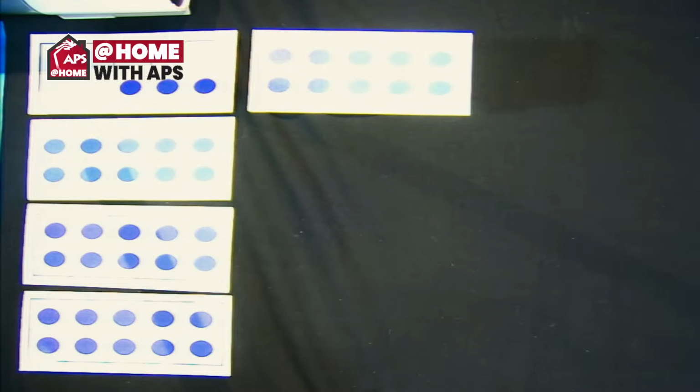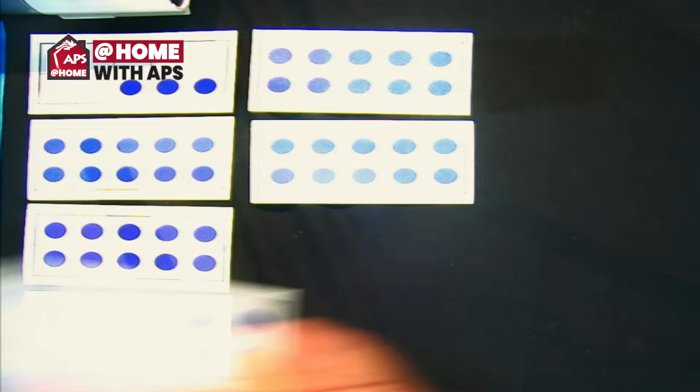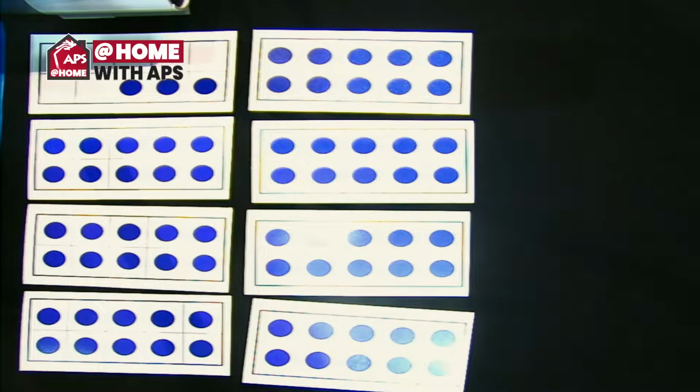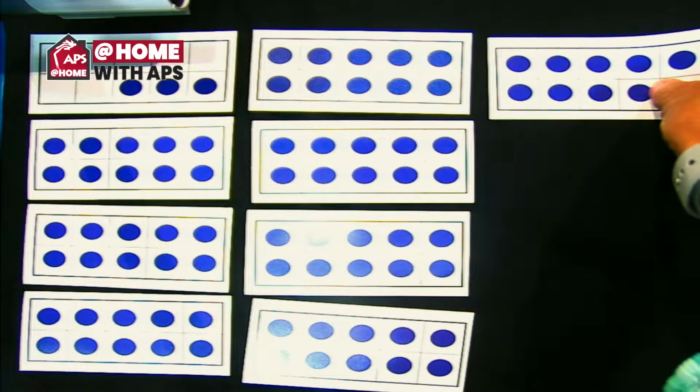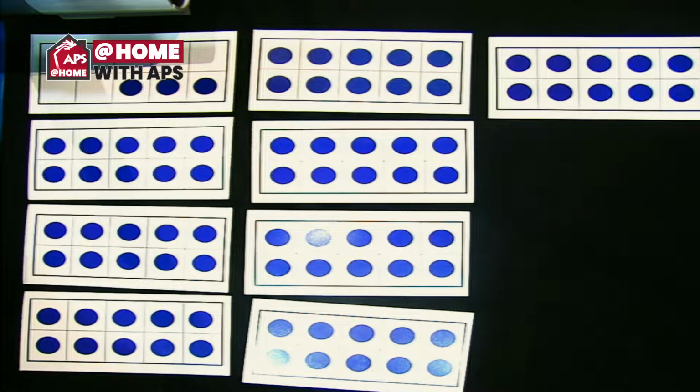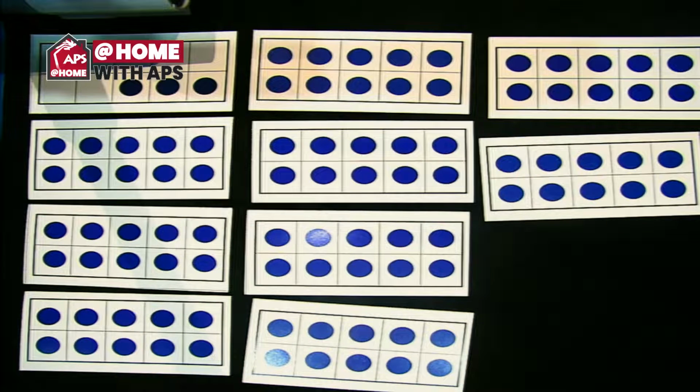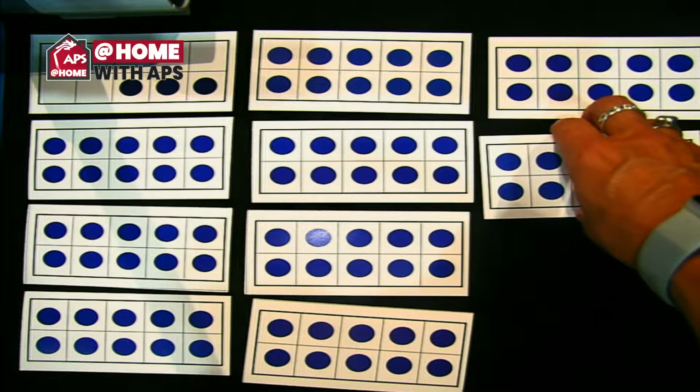3, 13, 23, 33, 43, 53, 63, 73, there we go, now we can see it, 83, 93. All right, what if we count backwards now, just like we did there?